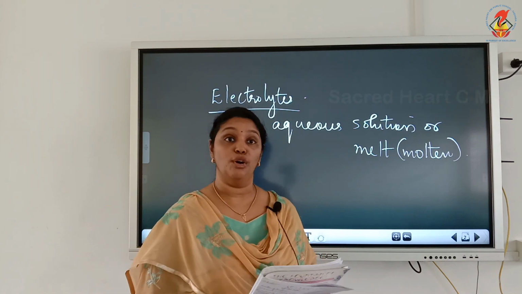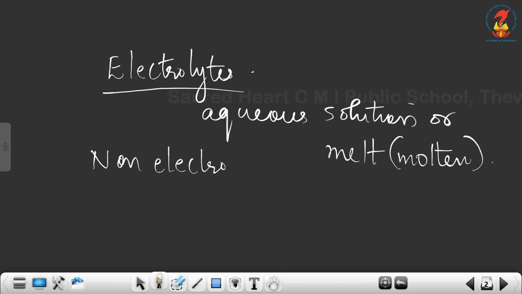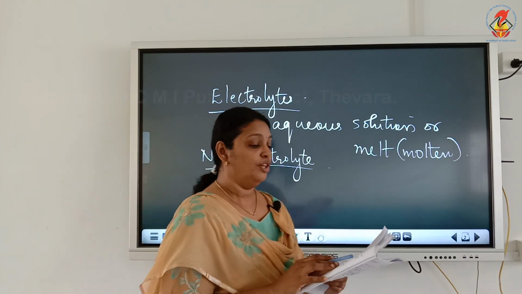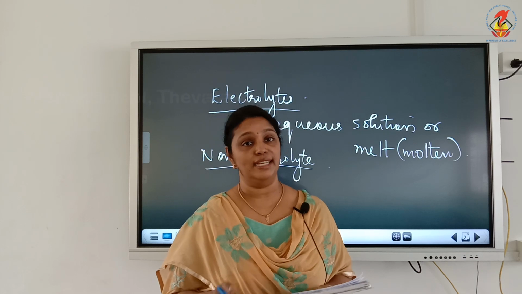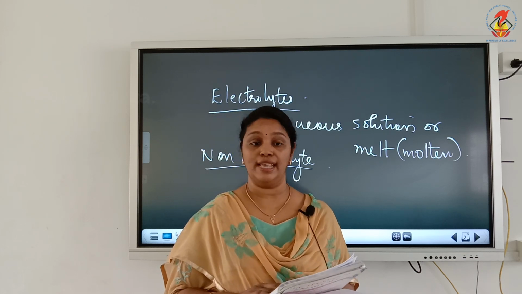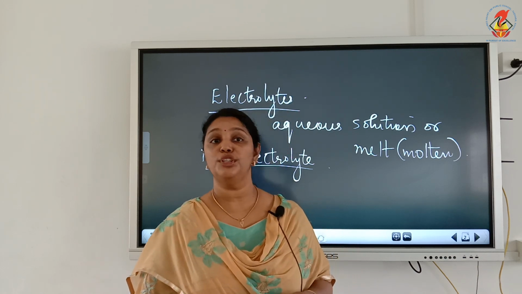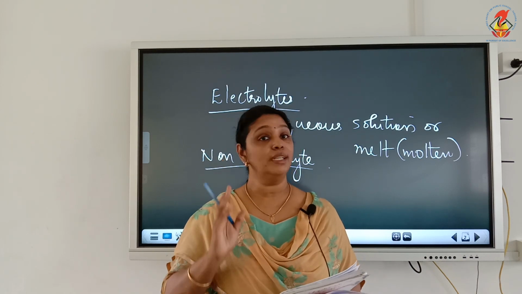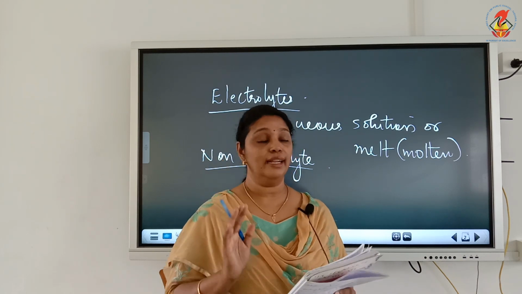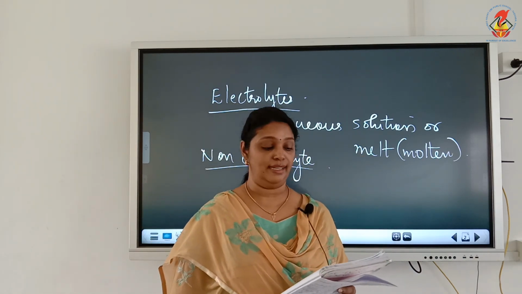Now, what do you mean by a non-electrolyte? Non-electrolytes are substances which do not conduct electricity in aqueous solution or molten state. For example, aqueous solution of sugar and urea are examples of non-electrolytes. So, we are going to discuss the electrolytes. Electrolytes conduct electricity in aqueous or molten state.